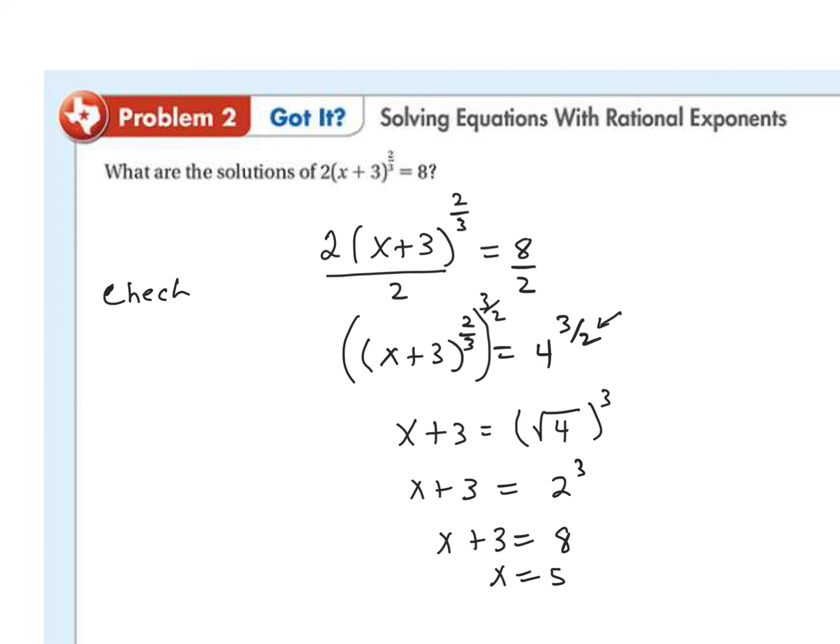it's going to be 2 times parentheses 5 plus 3 raised to the 2/3. So you have 2 times 8 raised to the 2/3 equals 8. The cube root of 8 is 2. 2 squared is 4. 4 times 2 is 8, so that does check.